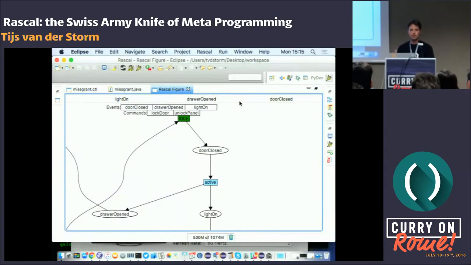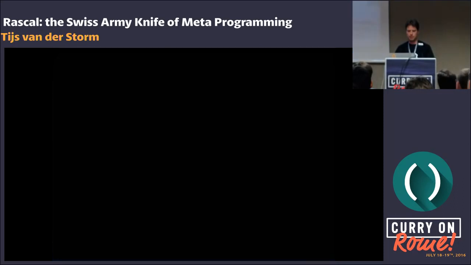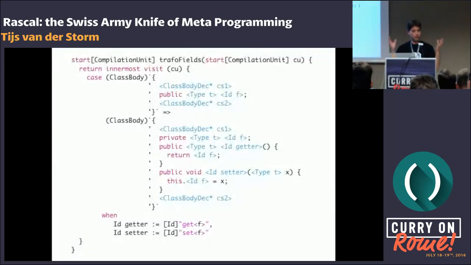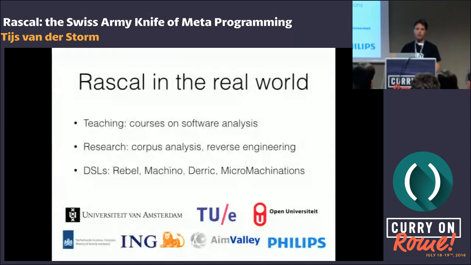So there's a lot of stuff possible, and basically I mentioned on the final slide this Micro-Machinations language, which is a graphical language for game economies. That's all built on top of this framework. I think if you Google for Micro-Machinations, you can find stuff about it.